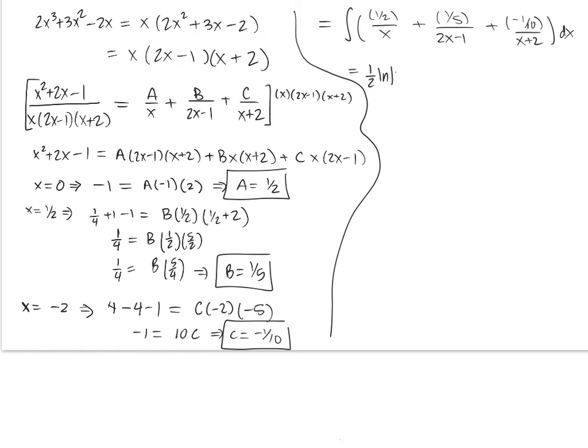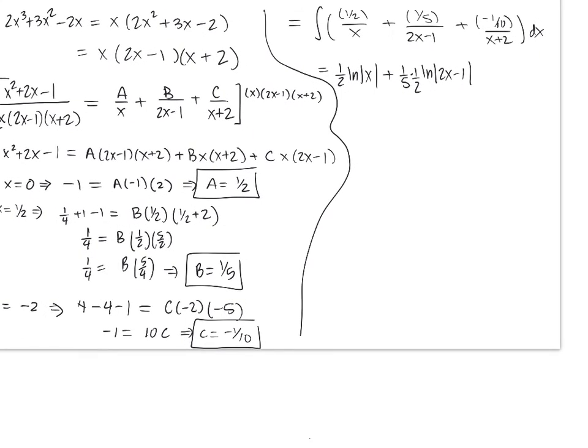1/2 ln absolute value of x. Yep. Okay, the next one, that 1/5 we'll pull out. We have an ln absolute value 2x minus 1. But because it was 2x minus 1, what do you have to compensate? A half? That's kind of the reverse chain rule, isn't it? And then how about the last thing? Will be minus 1/10 natural log absolute value x plus 2.